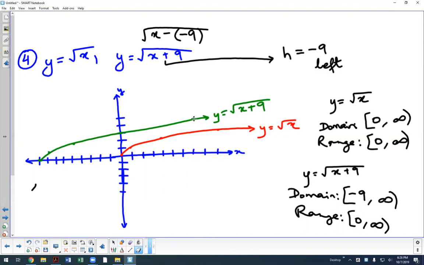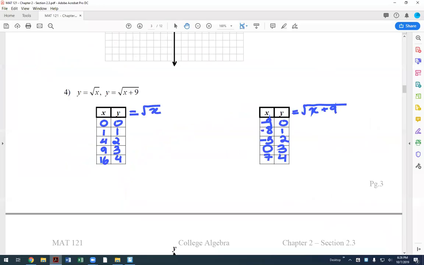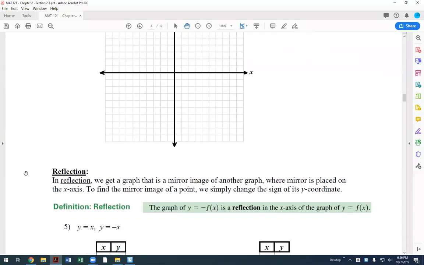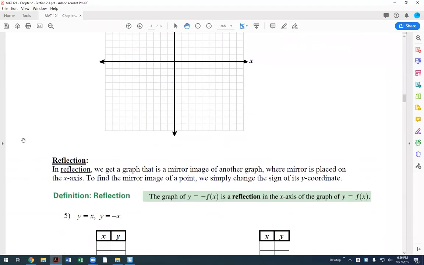Any questions on number 4? Okay, so this was our horizontal translation, moving our graph to the right or left. So remember, this is where we go with the opposite sign for the h value. Now let's get into reflection.